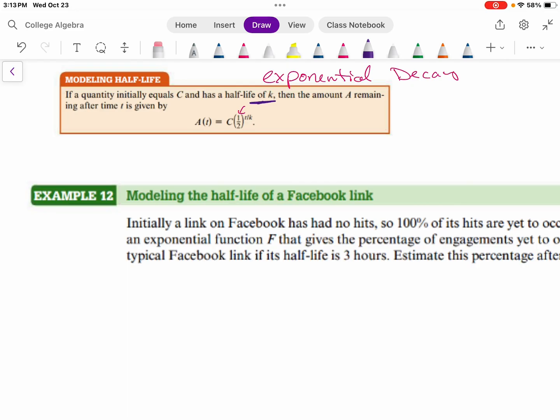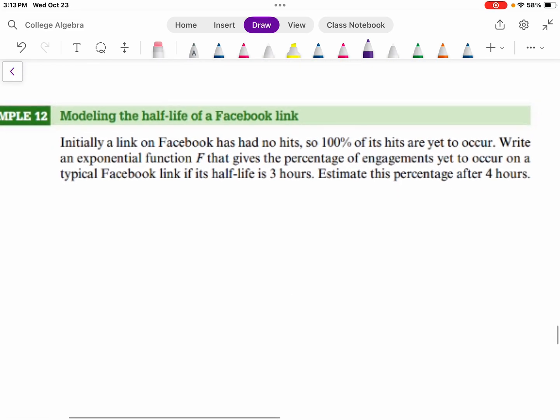So here's an example, and we're going to set up the problem, then we'll work it. It says, initially a link on Facebook has had no hits, so 100% of its hits are yet to occur. Write an exponential function f that gives the percentage of engagements yet to occur on a typical Facebook link if its half-life is 3 hours. Estimate the percentage after 4 hours.